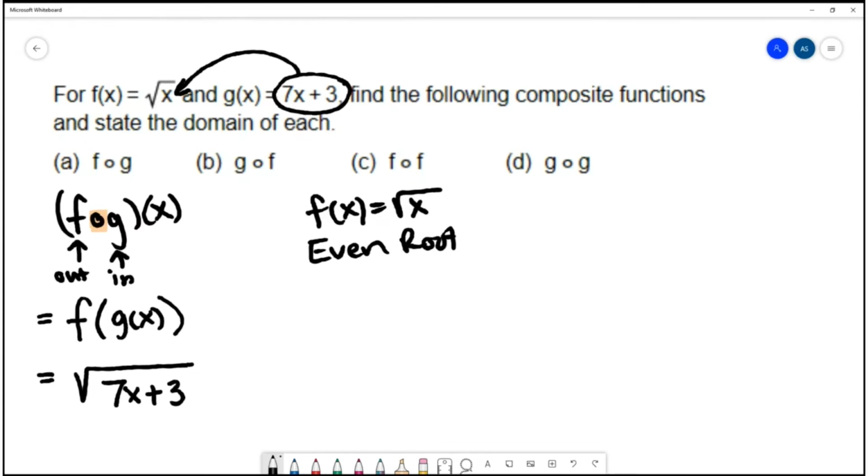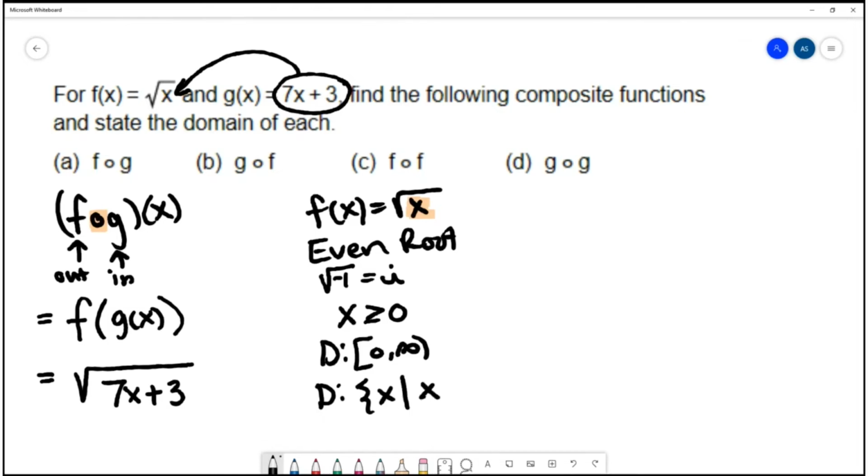So when we calculate the square root of negative numbers, we get complex or imaginary numbers. Square root of negative 1 is i, which is a complex number. So we're going to restrict the expression inside the radical to being greater than or equal to 0. So that gives a domain of 0 to infinity. In set builder notation, that would be x such that x is greater than or equal to 0.